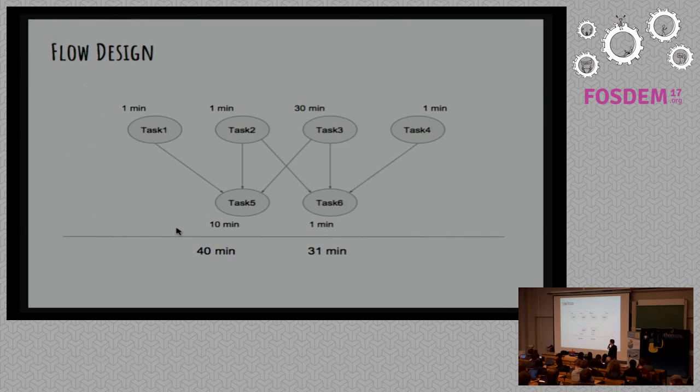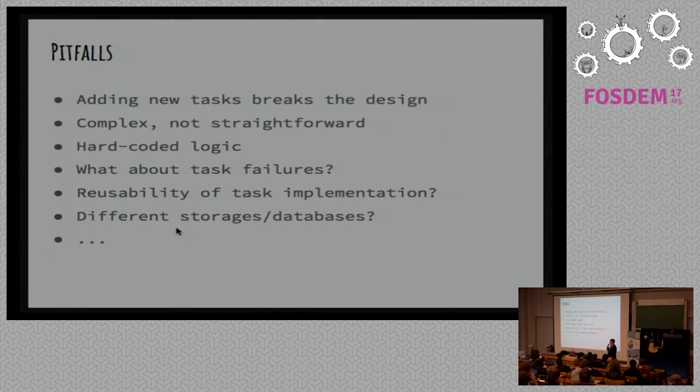We can do better. By removing these chords, we can get our result after 31 minutes in the case of task 6, and in the case of task 5, after 40 minutes. So we are no longer blocked by tasks that take a lot of time. Also, when you use Celery, there are some downsides, like you are hard coding your task logic and dependencies into your source code. So adding a new task is complex. A lot of times you just have to reorganize your tasks and the dependencies between them.